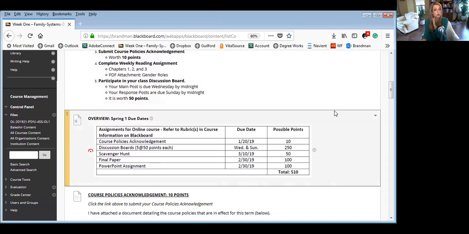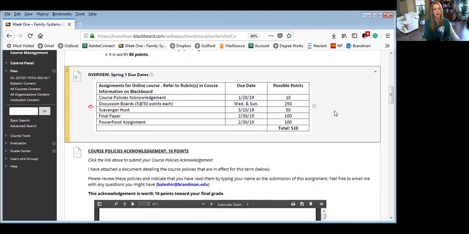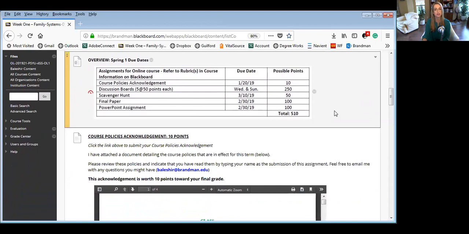So each time you do a discussion board, you can earn 50 points possible. The grading is done by the rubric, and we'll also go over that a little bit as well. I went ahead and looked up all of the due dates that are going to be upcoming here for Spring 1 and the major assignments that are due.